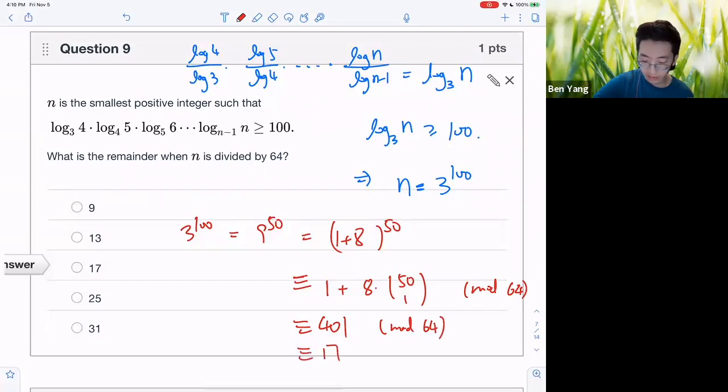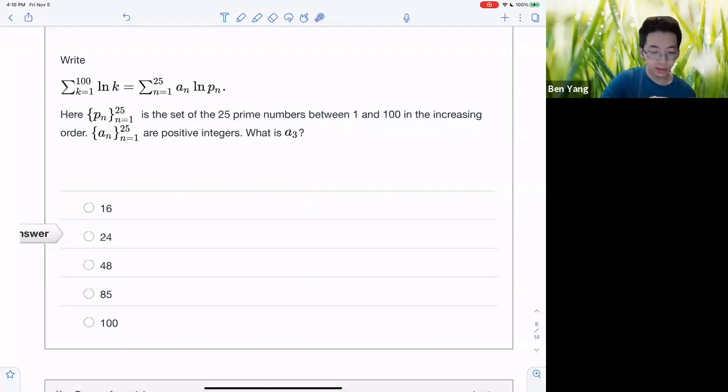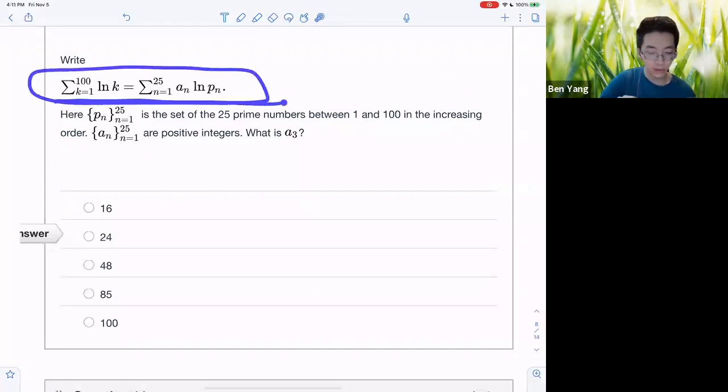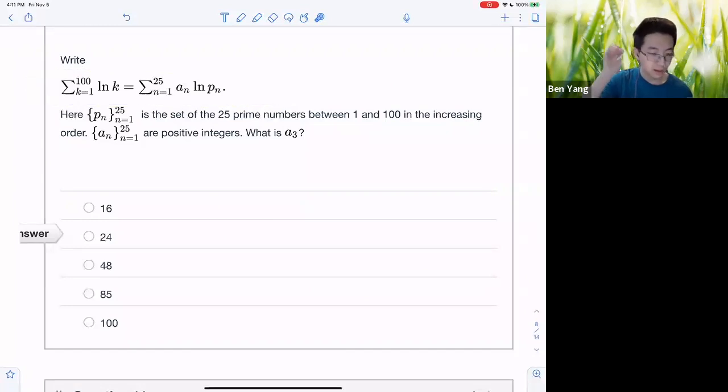But that's just 17 mod 64. And that's the answer. Right. Well, what does that mean? If we just take the sum of everything, then we have 100 factorial equals P1 to the power of A1, P2 to the power of A2, and so on, up to P25 to the power of A25.